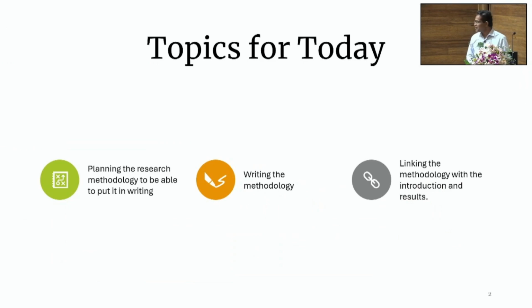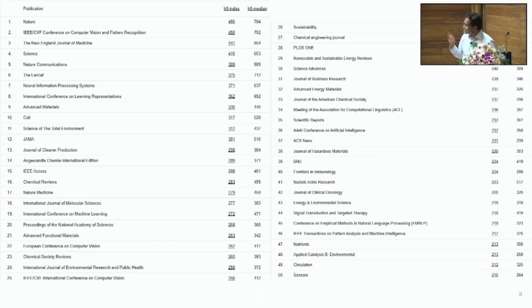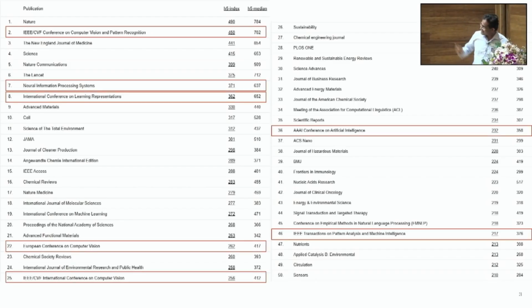So we'll talk briefly about planning the methodology at the outset, then talk about writing the methodology, and briefly talk about how the introduction, methodology, and the results must be linked. Now just to show you that I briefly know about these things, I put the top 50 list in Google Metrics. So I have been a reviewer for these. So you can see I have some understanding about how people write and how to accept and reject papers in those forums.